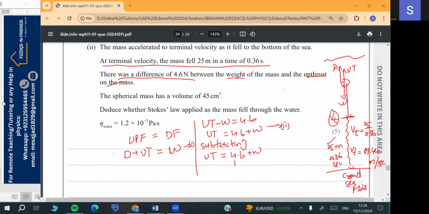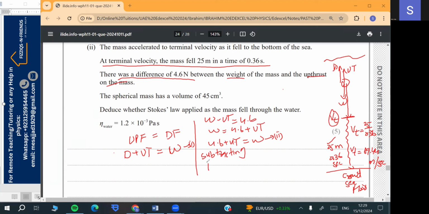Wait, I have made a mistake in writing it. So maybe we can write it the other way around. It will be better, because you can write it either way, but you have to be careful with the subtraction or addition. The way I wrote it previously, I should have added them to get the final answer. So it is now 4.6 plus upthrust equals weight. This is your equation number 2. Then you have to subtract, and you will get the answer.